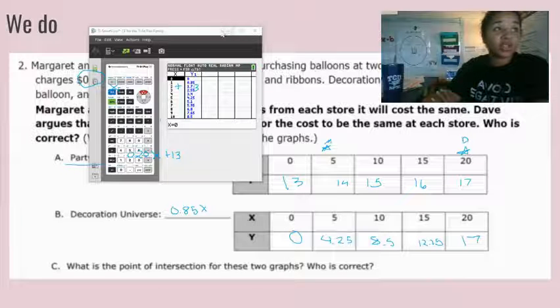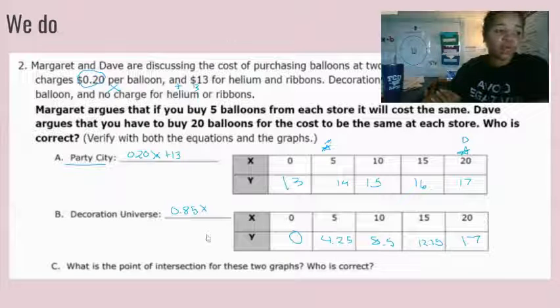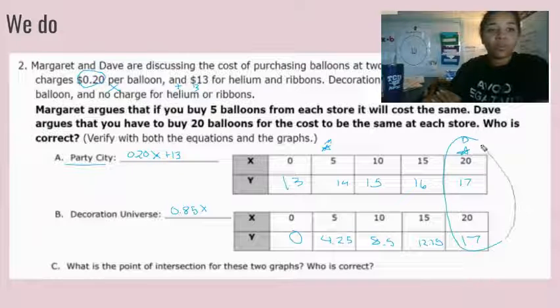So if you guys didn't know, Decoration Universe is proportional because they have no y-intercept. So the point of intersection is going to be 20 and 17 because when both stores sell 20 balloons, they both make $17. So that is going to be our point of intersection here. When both stores sell 20 balloons, they both make $17.